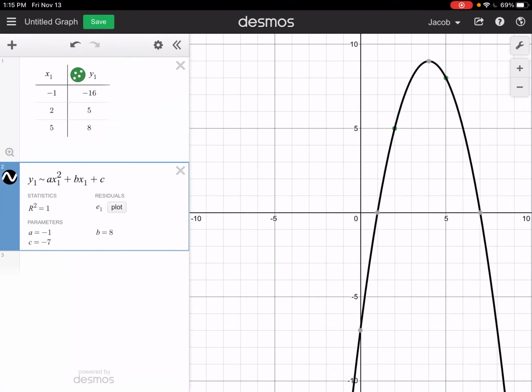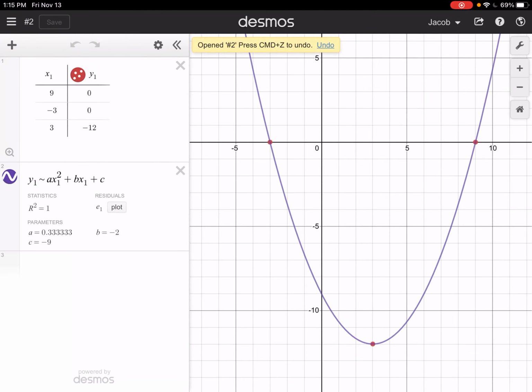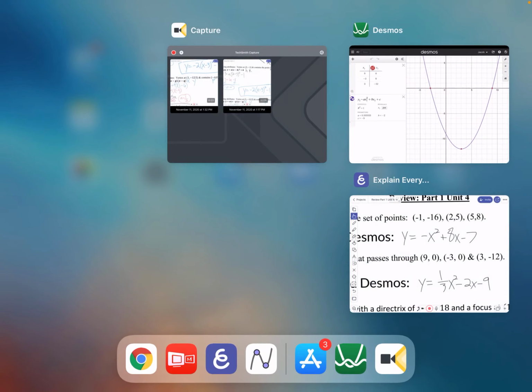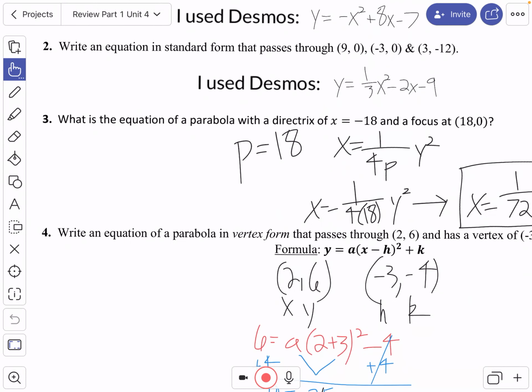So let me show you what that looks like. I have that right here. And so I typed it into a table. I typed in the y1 is approximately equal to ax1 squared plus bx1 plus c. And so a is 0.3 forever. That's the fraction of 1 over 3. And then b is -2, c is -9. So I wrote y equals 1 over 3x squared minus 2x minus 9. And that's all there is to that.